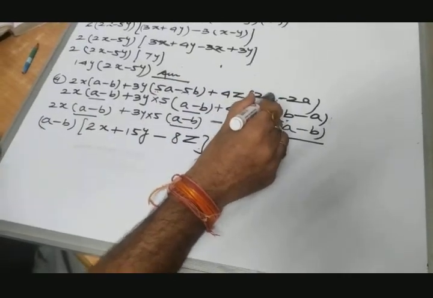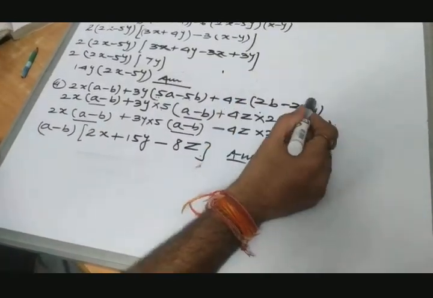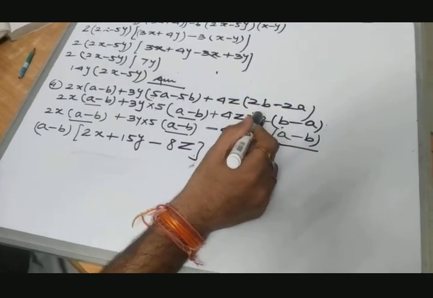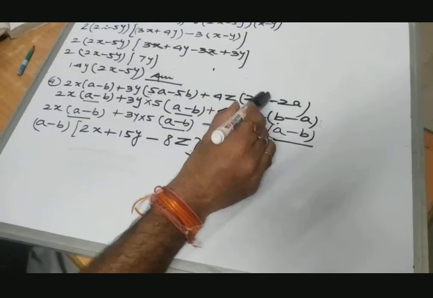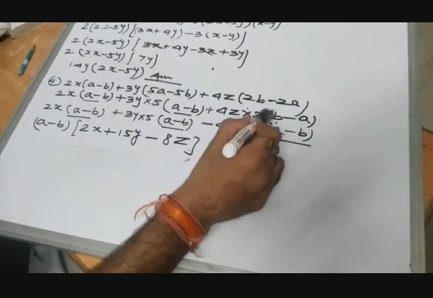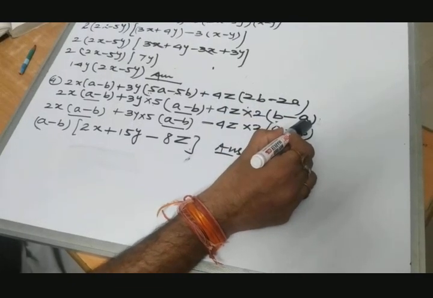Now 4z. B also contains coefficient 2, a also contains coefficient 2, so we have to take 2 as the common. When 2b is divided by 2, the answer will become b. Minus 2a divided by 2, the answer will become minus a.